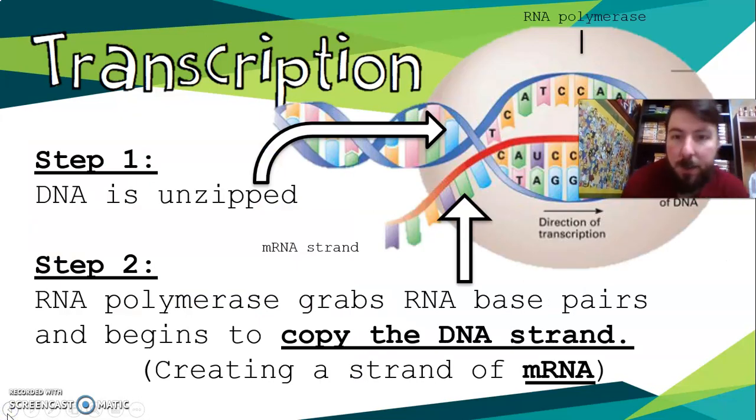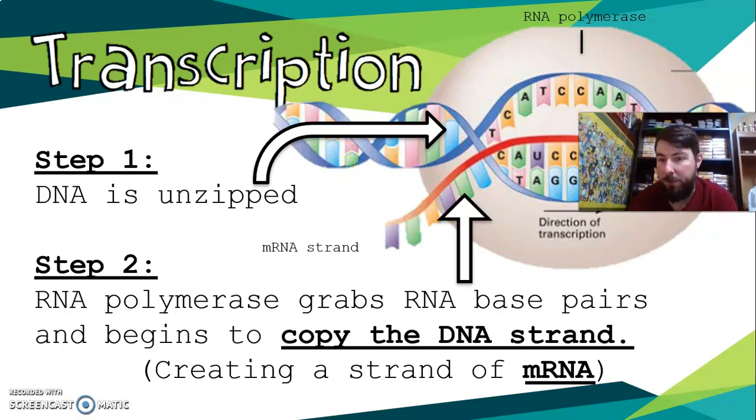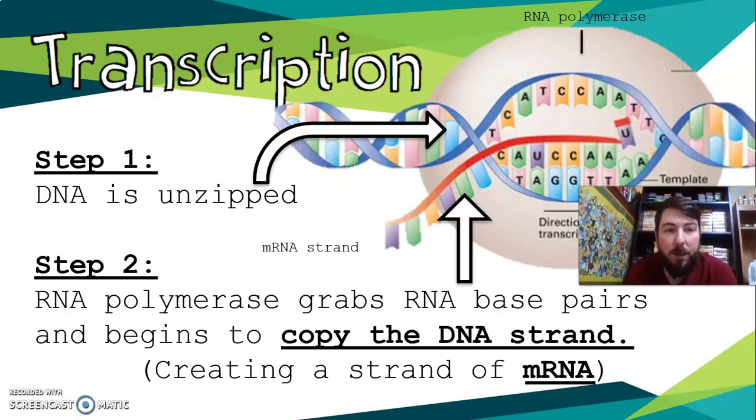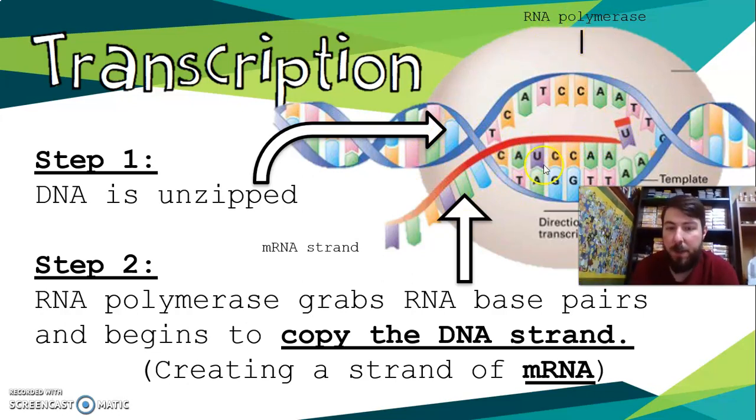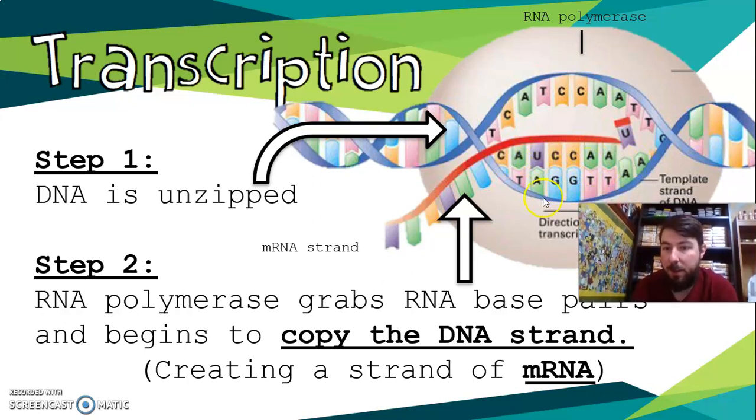There we go. So remember, in transcription, DNA gets unzipped here in the middle. Then there's this enzyme which grabs the RNA base pairs and it copies the DNA strand. So here on the bottom, this is the DNA strand, and then this red one here is the RNA strand, and you can see that it's grabbing the opposite base pairs.